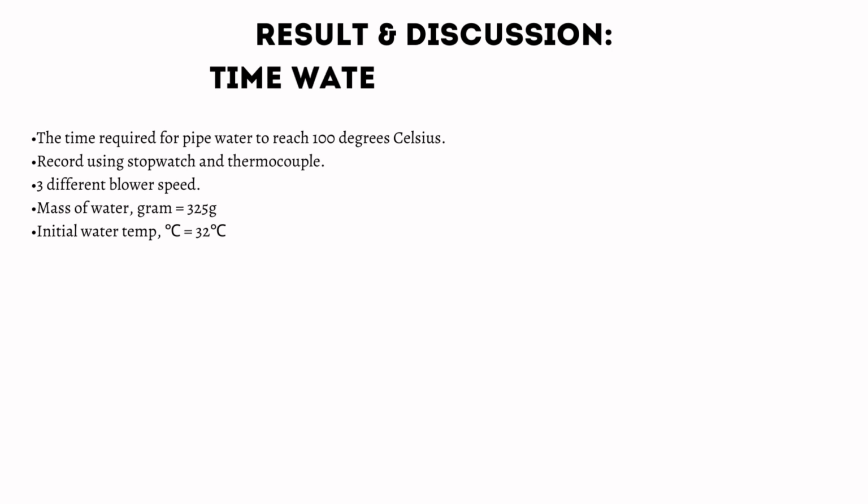Next is the time for water to reach 100 degrees Celsius. We measure the time required for pipe water to reach 100 degrees Celsius. We record them using a stopwatch and thermocouple. We also use three different blower speed settings for this experiment. We control two constant values for the rest of the experiment. The first one is the mass of water of 325 grams and the second is the initial water temperature of 32 degrees Celsius.